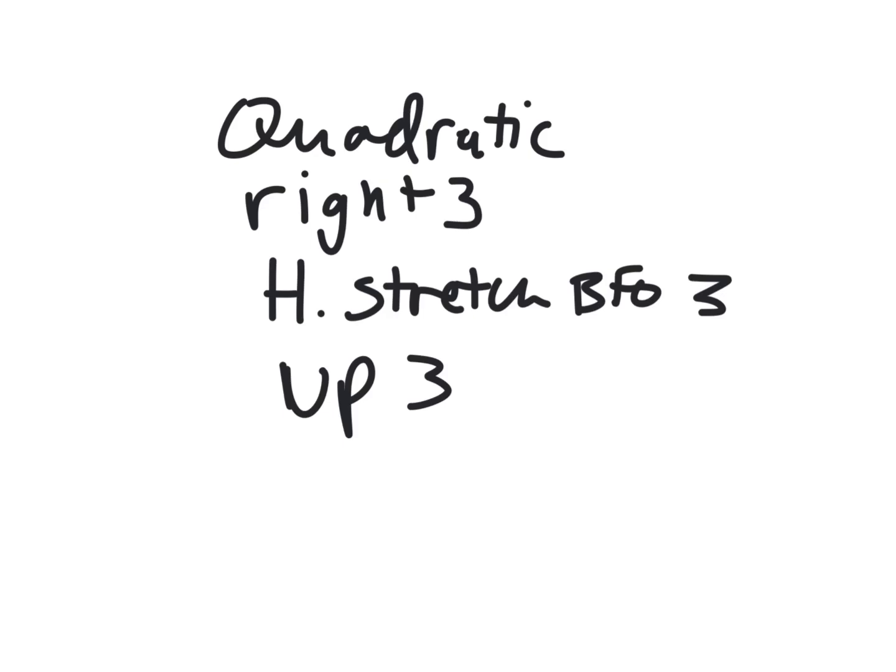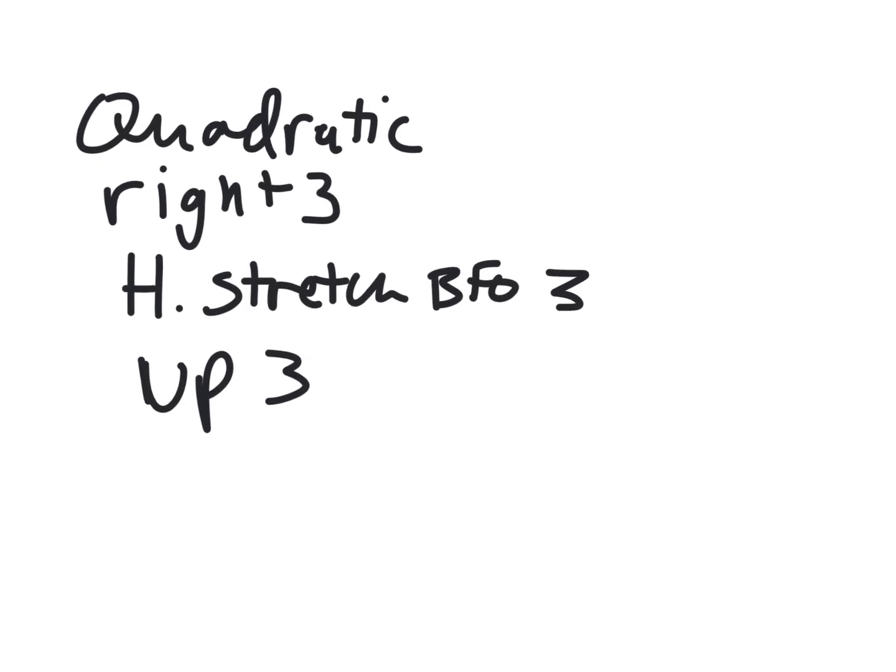So we're going to start with, this is an equation, a quadratic that moves right 3, has a horizontal stretch by a factor of 3, and it's been moved up 3. Well, I think you all know it starts with y equals x squared, but it's not quite that simple because you need room in here to show that it's been moved right or left. You need a little bit of room in front to show a stretch if there's a vertical stretch. You need some room on the inside to show a horizontal stretch.